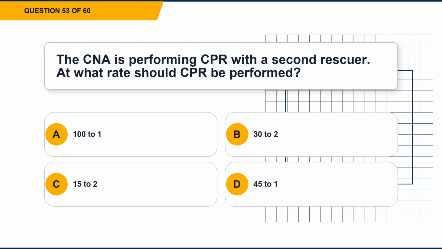Question 53. The CNA is performing CPR with a second rescuer. At what rate should CPR be performed? Option A, 100 to 1. Option B, 30 to 2. Option C, 15 to 2. Option D, 45 to 1.